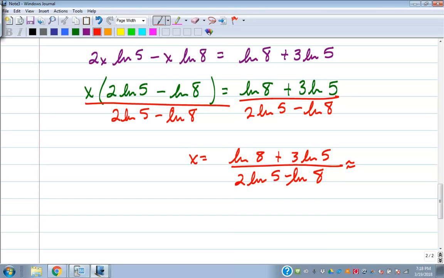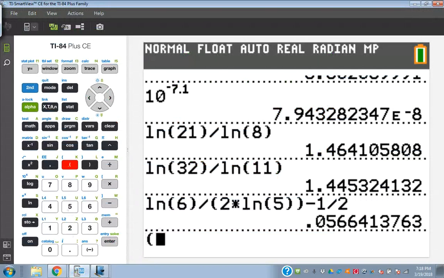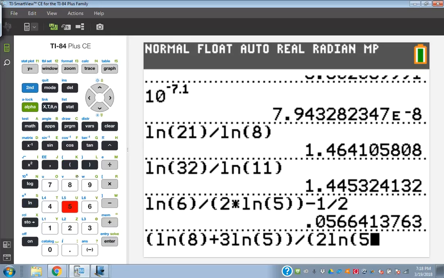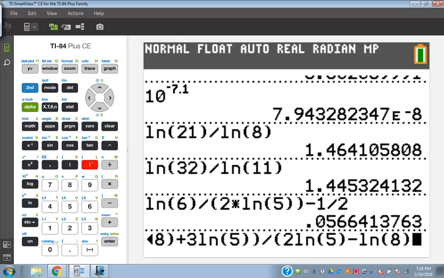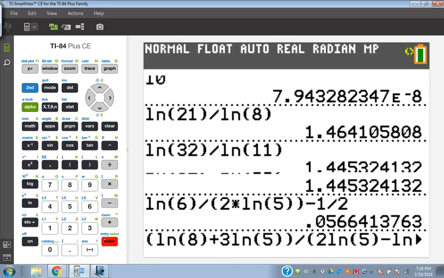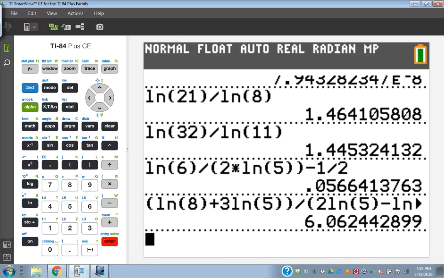Or as a decimal. So this is where the fun part is. Natural log, parentheses, natural log of 8 plus 3 natural log of 5. Close those parentheses up, divided by parentheses 2 natural log of 5 minus natural log of 8. Close those parentheses up. 6 point, going 4 decimal places, 0624.